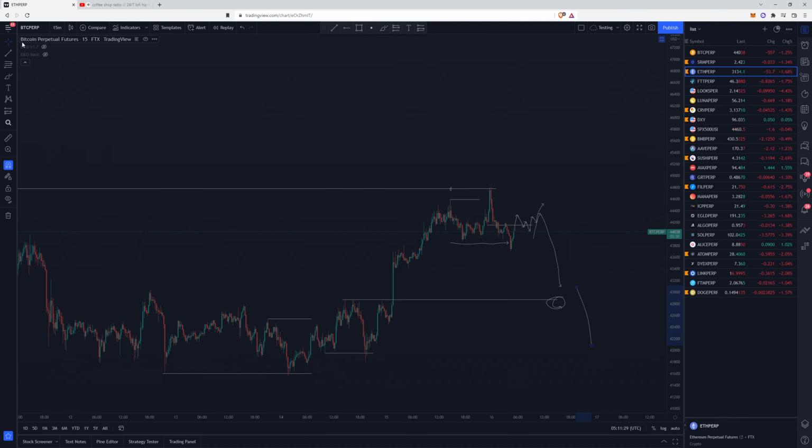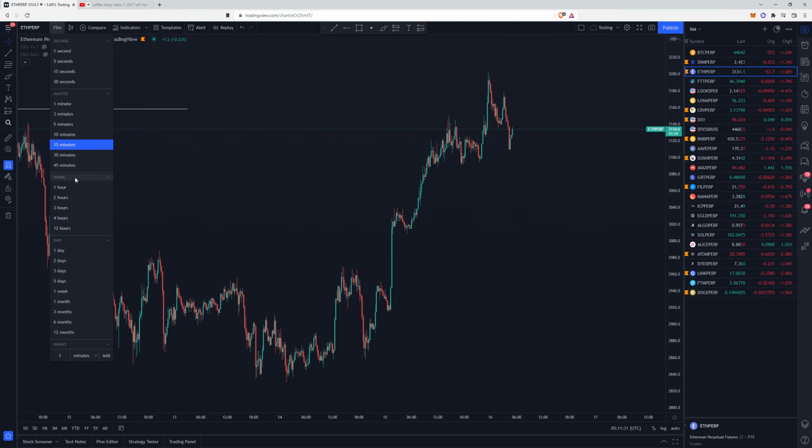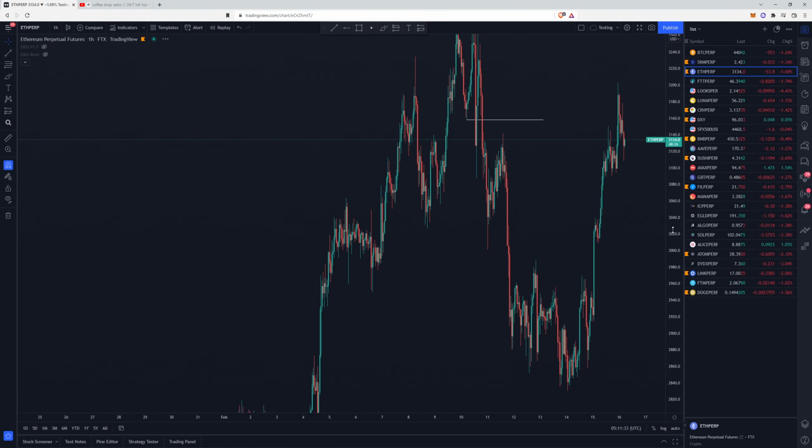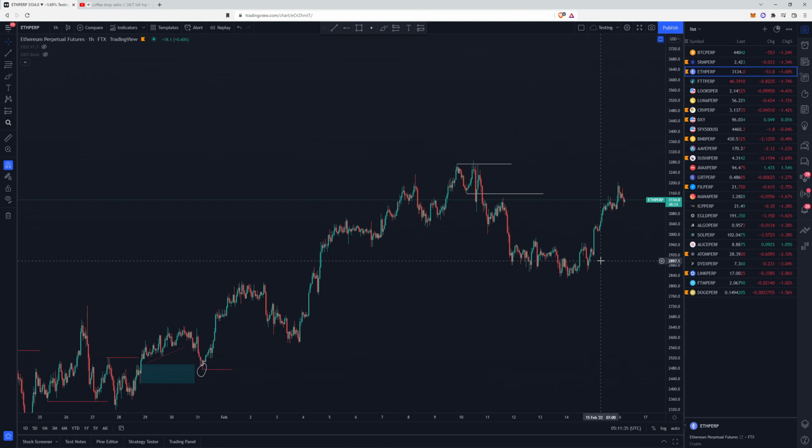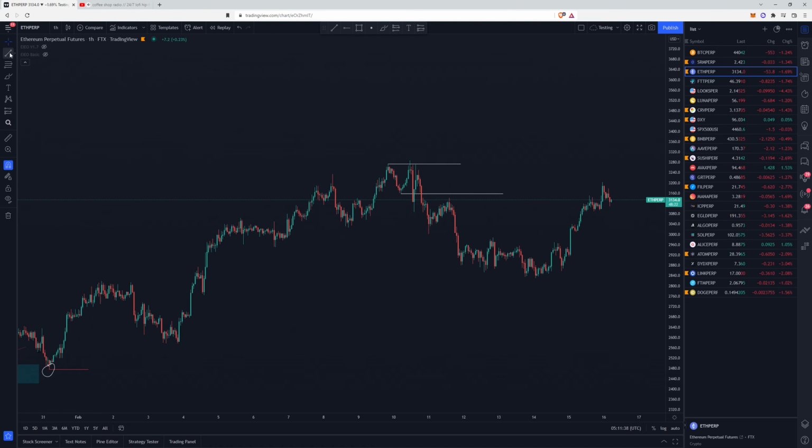ETH is a similar story here too. We haven't retested this area of accumulation. Taking out that low, breaking above the high, taking out this low right here, and breaking above the high. So we're yet to retest this level.